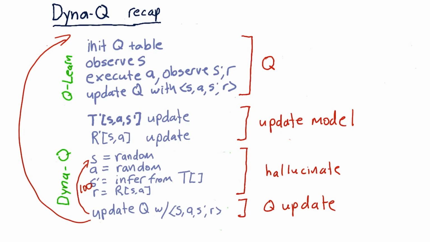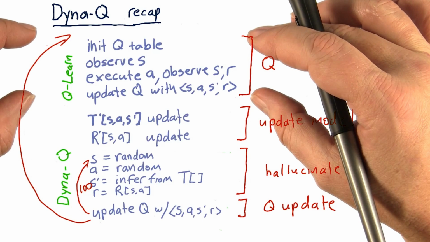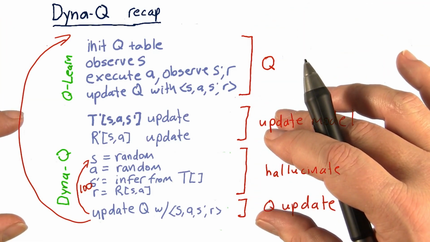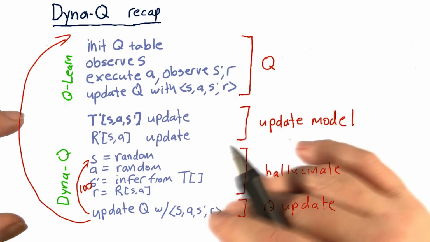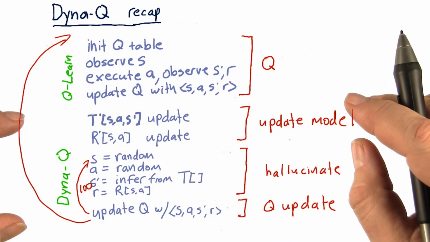The reason Dyna-Q is useful is that these experiences with the real world are potentially very expensive, and these hallucinations can be very cheap. And when we iterate doing many of them, we update our Q table much more quickly.